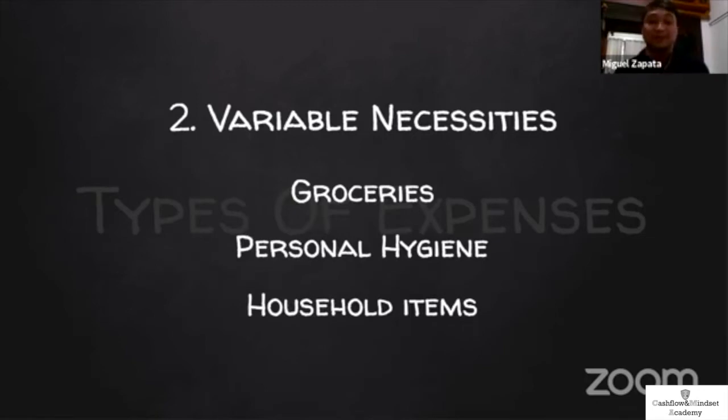But pwede mo pa rin siya makuha. Pero necessity pa rin siya. Another example is of personal hygiene. Like I bought soap. I can buy a new brand naman na mas mura or get a wholesale siguro para hindi ako gumastos every month. Pero again, ang point ko lang dito is variable siya. It can change. We can change it, kumbaga.